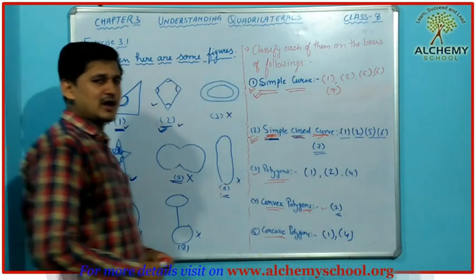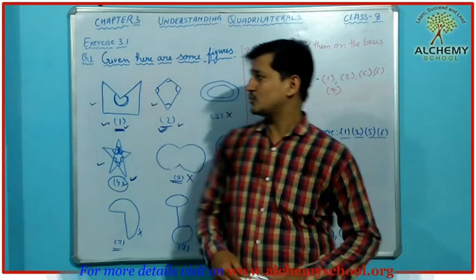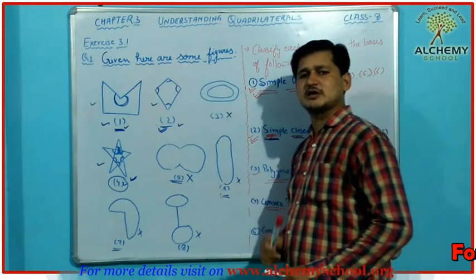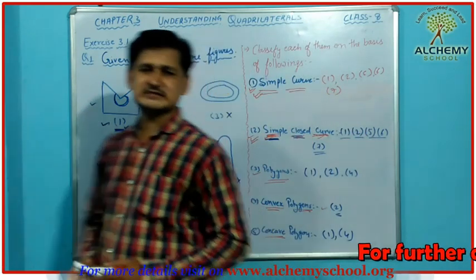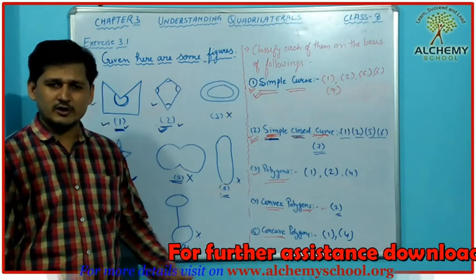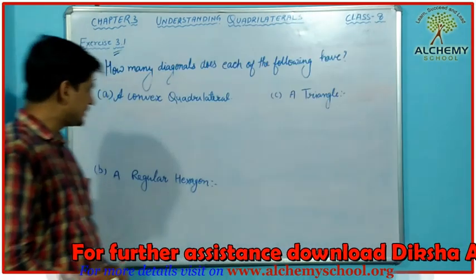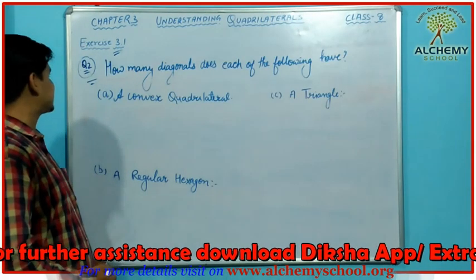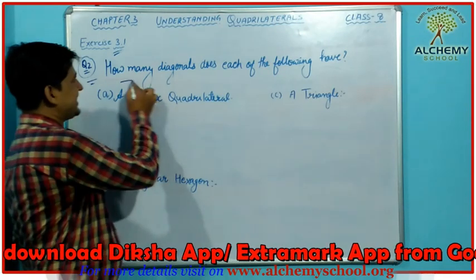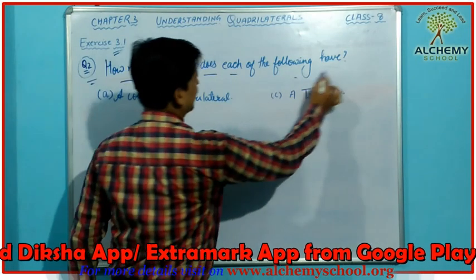So students, we all have seen here about what are the simple curve, what are the simple closed curve, what are the polygons, what are the convex polygon, and what are the concave polygon. The next question of exercise 3.1 we are going to take, that is question number 2. How many diagonals does each of the following have?